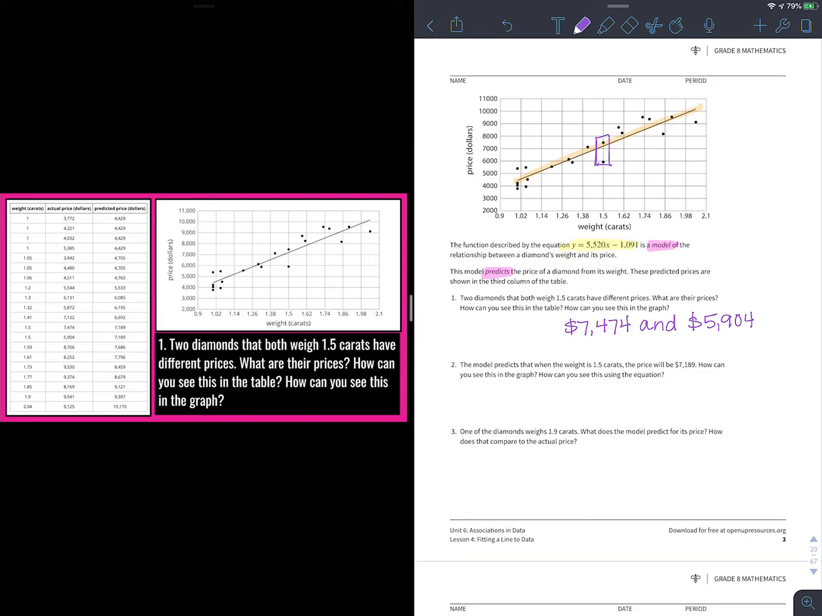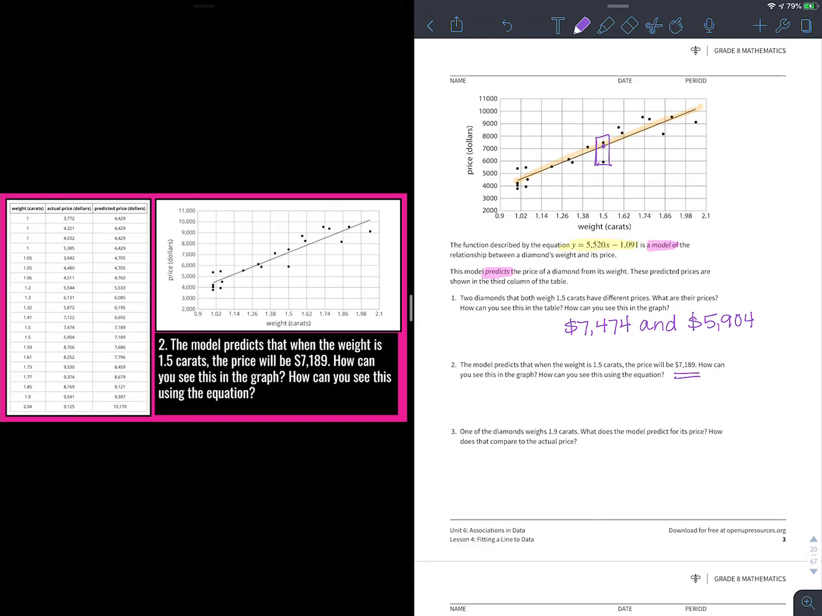Okay, so now the model predicts that when the weight is 1.5 carats, the price is going to be the $7,189. How can you see this in the graph? This is where I was ahead of myself. Sorry, you guys. Okay, so now we're using that line to help us with that prediction piece. So on the graph, we see that here. It's where it falls on the line.